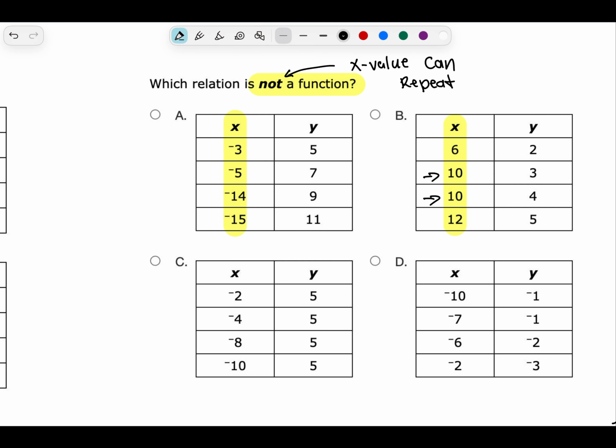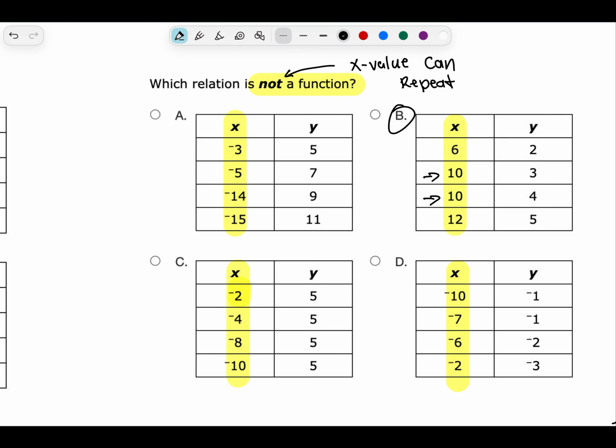Answer choice C, if we look at answer choice C, it says that we have -2, -4, -8, and -10. Nothing in that is being repeated. And then the last one, answer choice D, we have -10, -7, -6, and -2. Now with that being said, nothing is being repeated there. So that means the only one that will fit for not a function will be B.